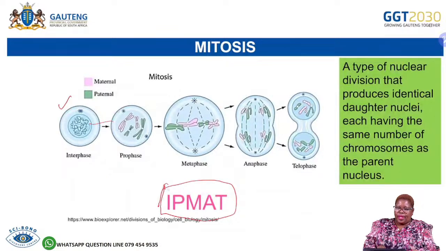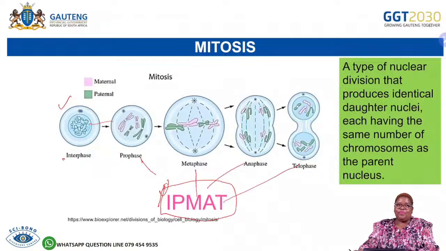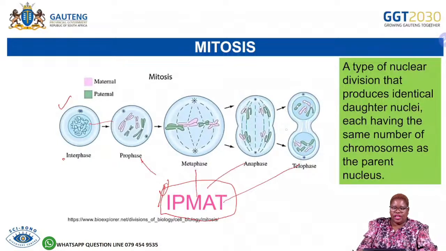We've got IPMAT. How does it help you? I for interphase, this is the first one. P for prophase, M for metaphase, A for anaphase, T for telophase. This is IPMAT. If you draw those phases and look at what is within and what is changing, that will help you to understand each phase.